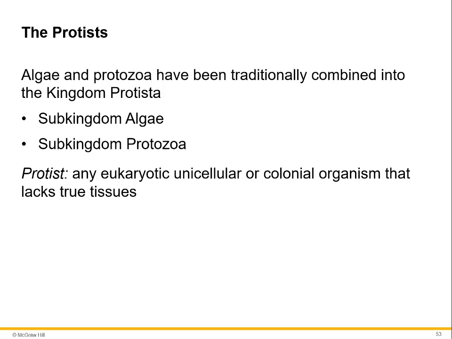And so we just talk about this as a group of organisms, and it's not a kingdom, but they are any eukaryotic, unicellular, or colonial organism that lacks true tissues. So they don't have tissue.